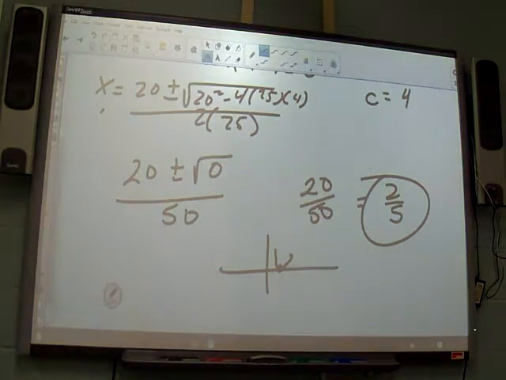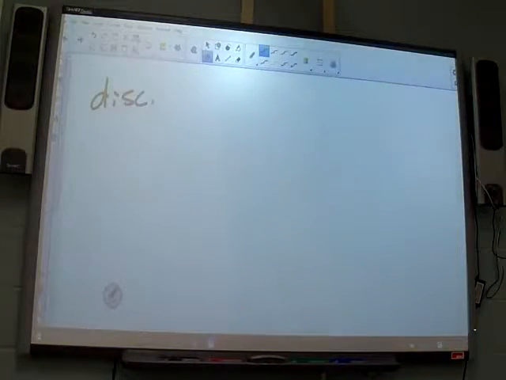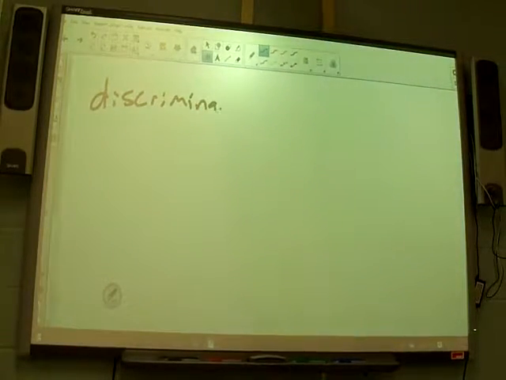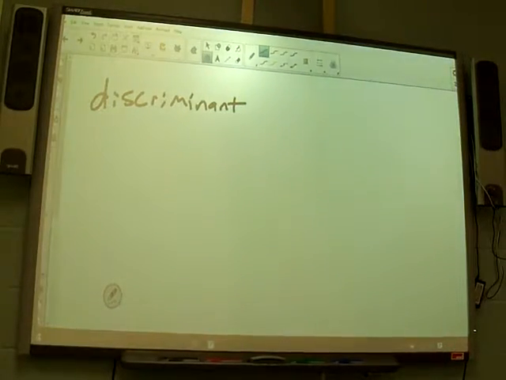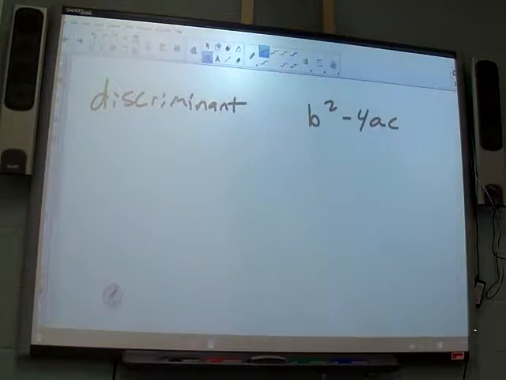Now, that underneath the radical being 0, let's go ahead and learn it now since we had a cool problem to get us there. We're going to learn something called the discriminant. D-I-S-C-R-I-M-I-N-A-N-T. Hey, I got it right. The discriminant is just the part underneath the radical: b squared minus 4ac. The discriminant can tell you how many and what kind of answers you're going to have.